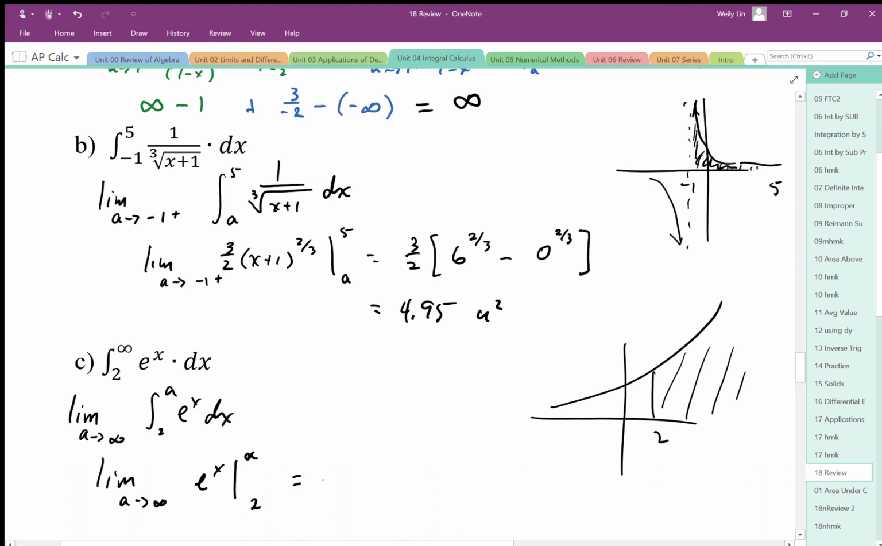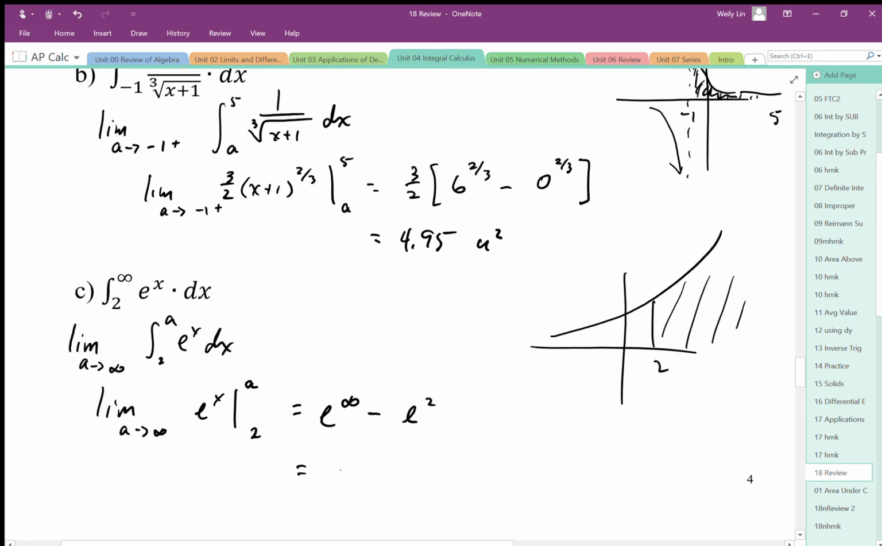And so we end up with e to the infinity. That looks like infinity, but I'm just going to change that. e to the a minus e squared, as a goes to infinity. Well, that's going to be infinite area. Okay, and that's clearly going to be the case.